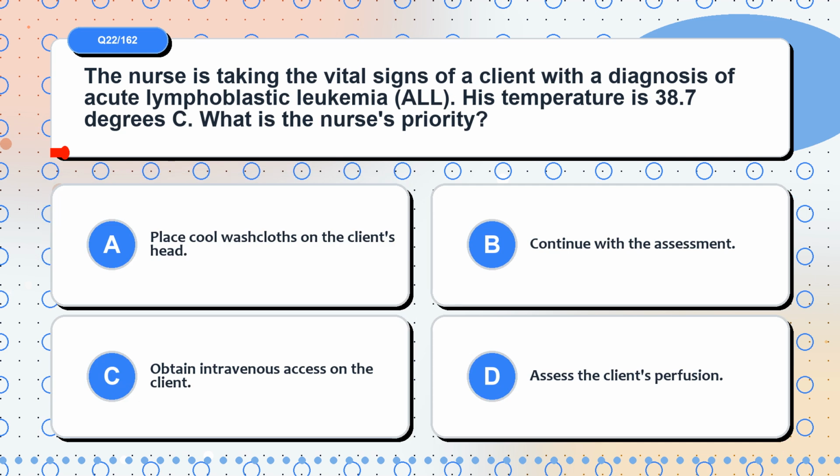Question 22. The nurse is taking the vital signs of a client with a diagnosis of acute lymphoblastic leukemia ALL. His temperature is 38.7 degrees C. What is the nurse's priority? Here are the options. Option A. Place cool washcloths on the client's head. Option B. Continue with the assessment. Option C. Obtain intravenous access on the client. Option D. Assess the client's perfusion.